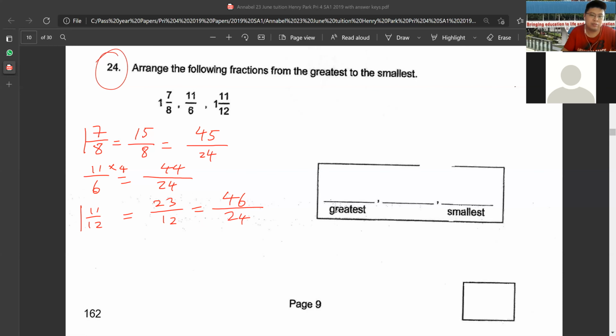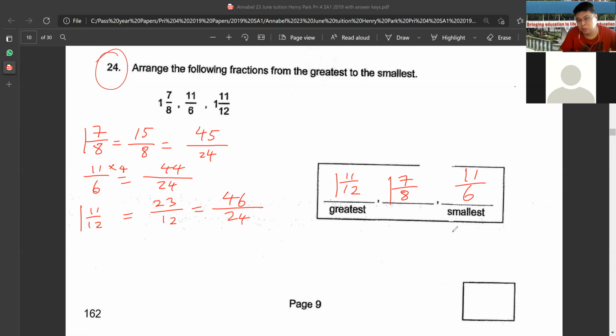Which one is the greatest? 1 and 11 over 12. That's the greatest. Second will be 1 and 7 over 8. Yeah. The smallest will be 11 over 6.